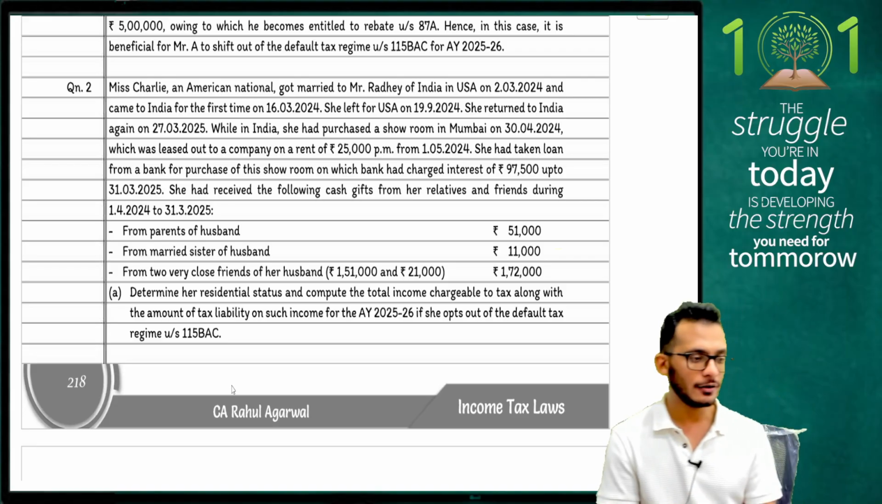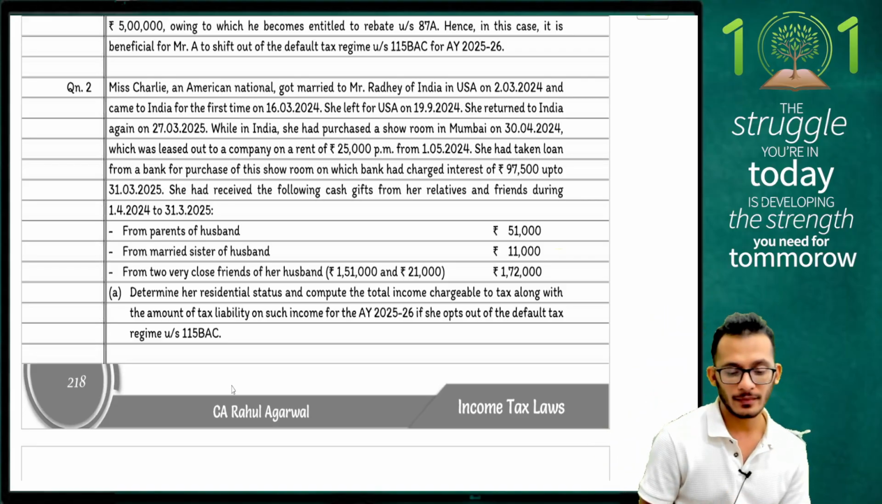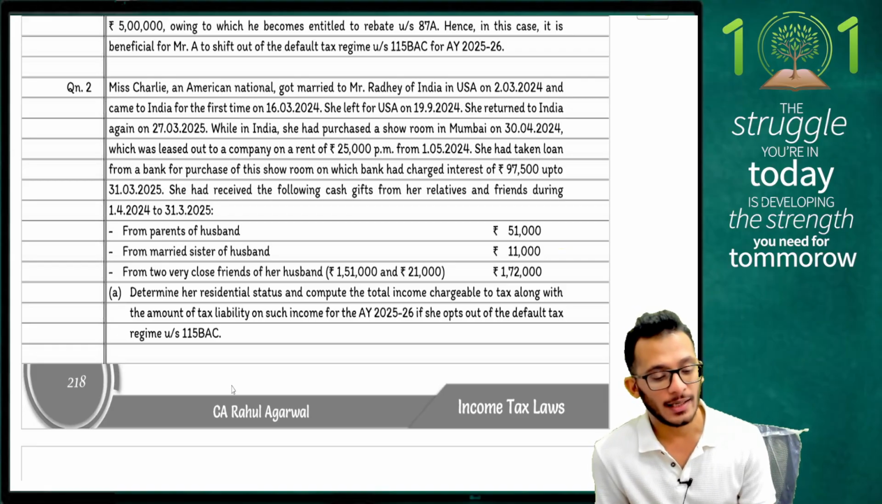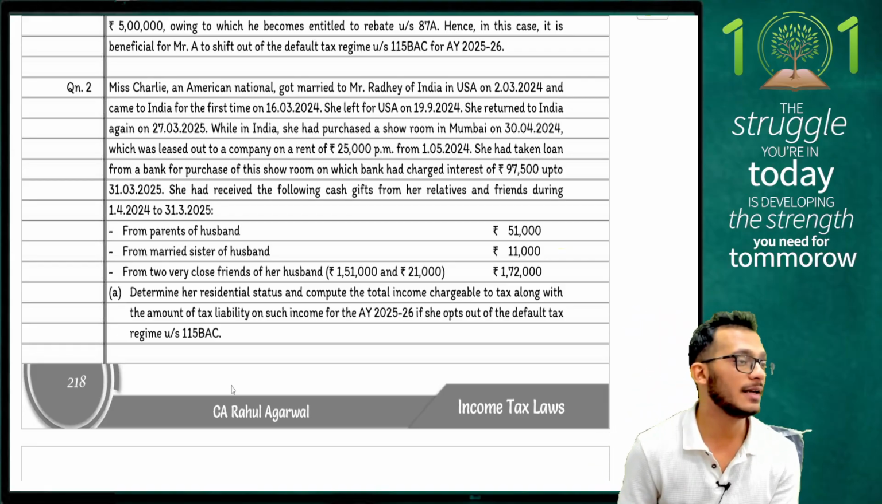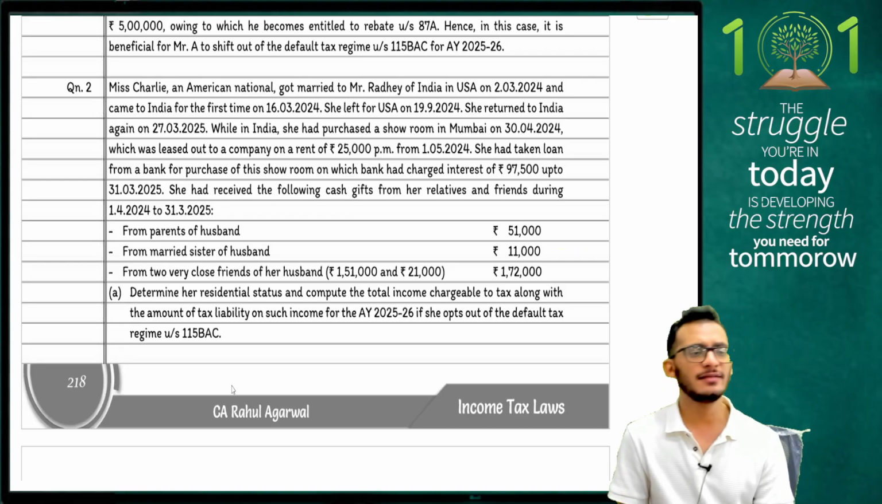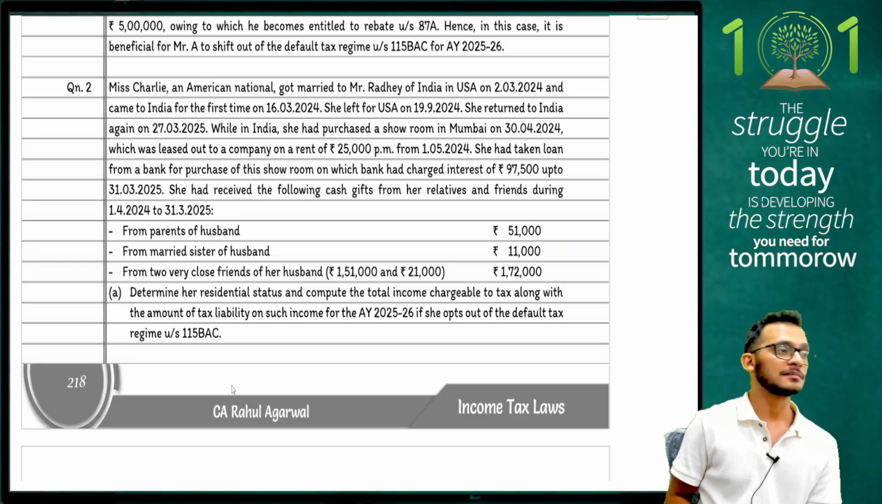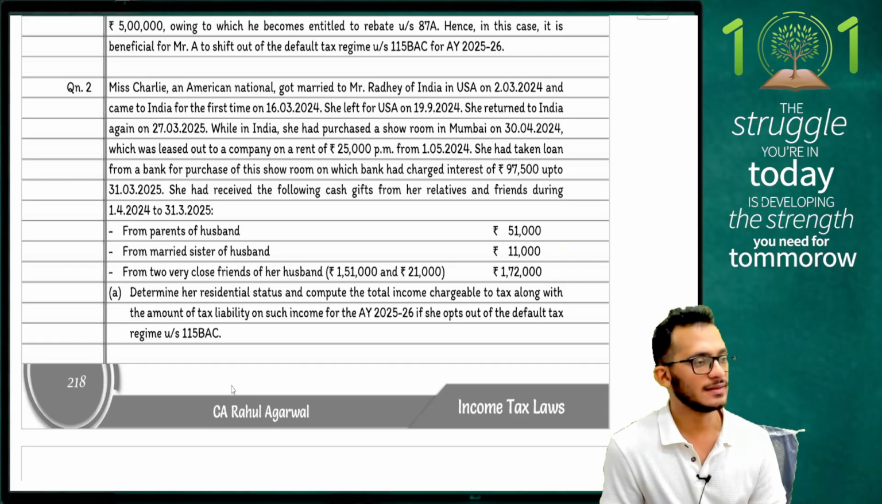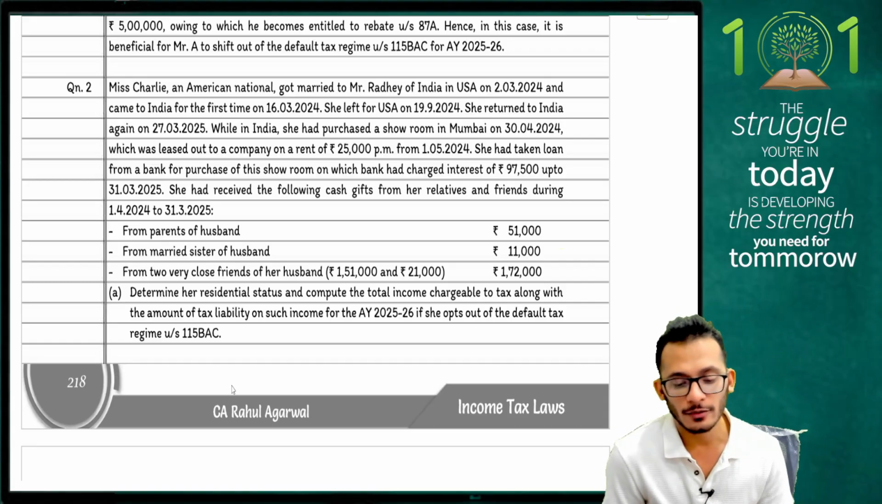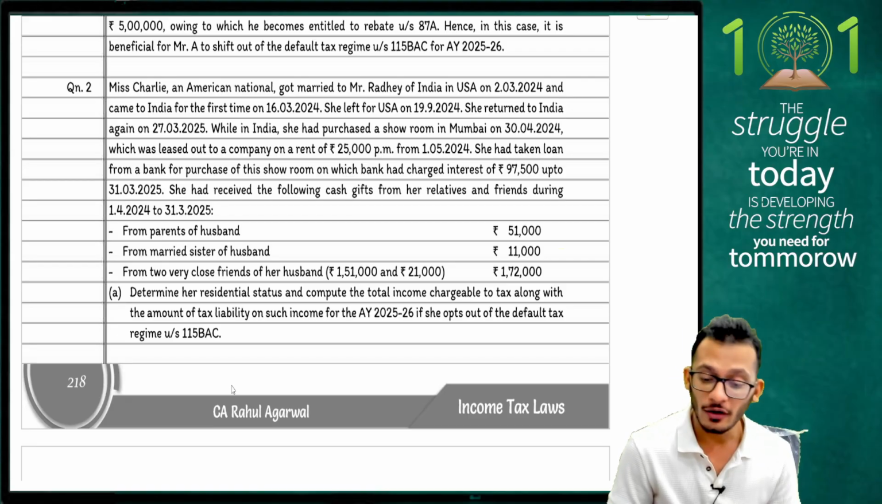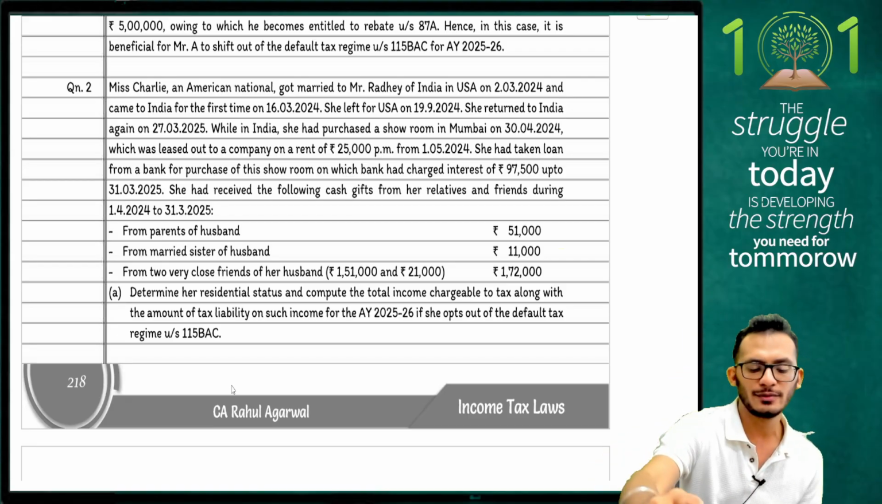See if you are able to crack it. Question number 2 says, I have Miss Charlie, an American national, which means she's not an Indian citizen. Why is it relevant, people? We look for residential status. She got married to Mr. Ade of India in USA on 2nd March 2024.